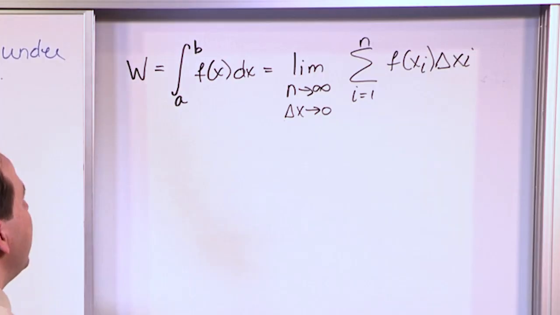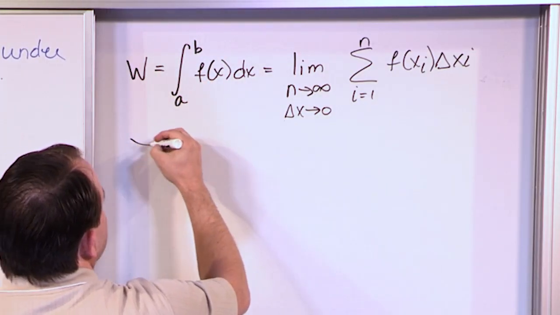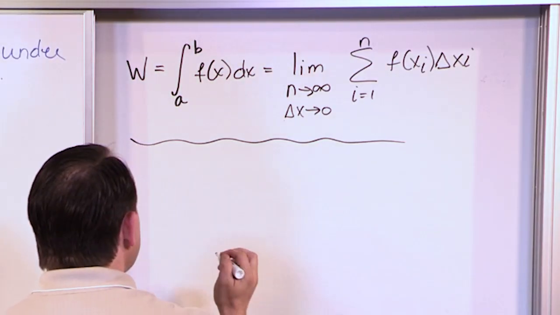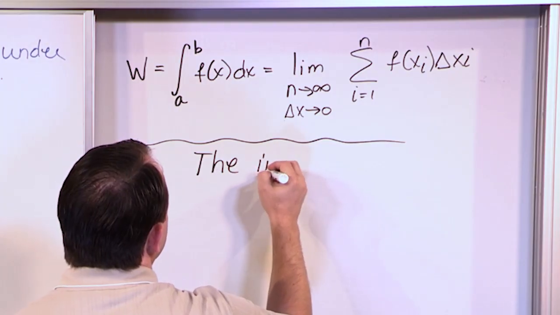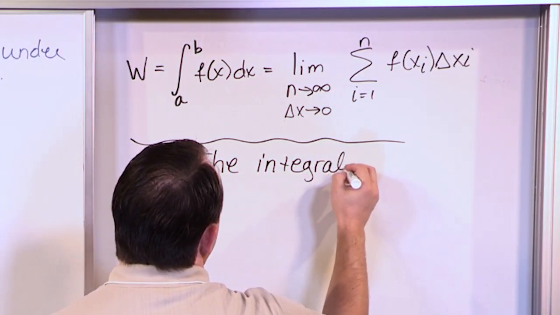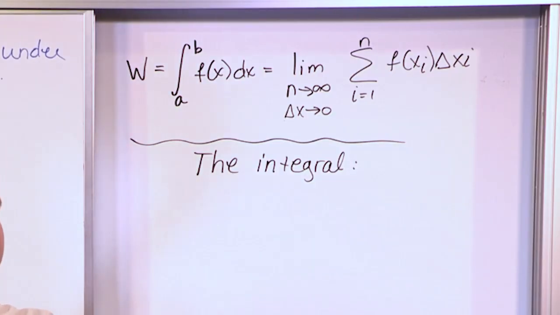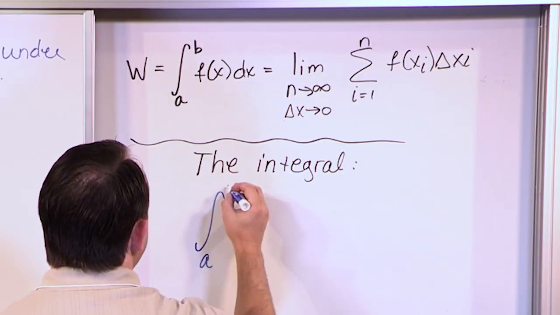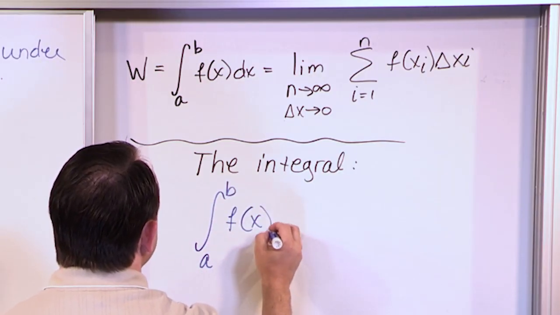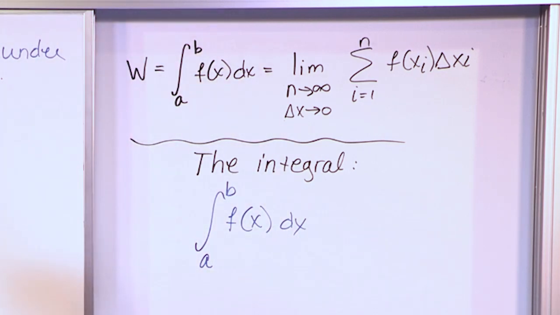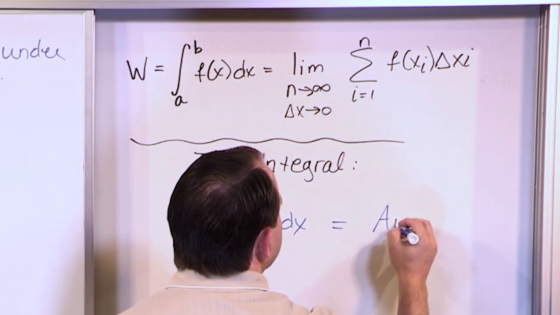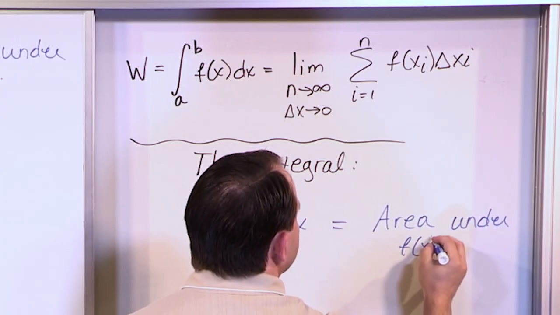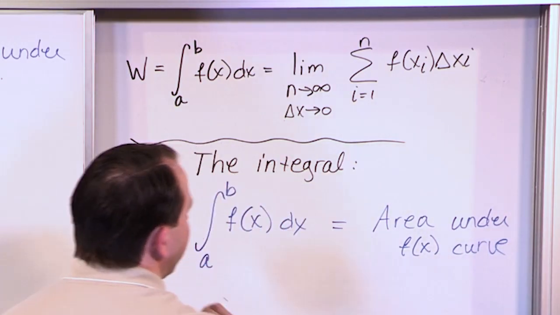That's what that is. So we've defined it all in terms of work, because we've derived the whole thing in terms of work. But in general, the integral, I'll just write sort of a conclusion here. In general, the integral isn't something that necessarily just applies to work. It's in general anything. From a to b, you integrate a function f of x dx. That's what that is. And basically what it is is the area under the f of x curve. The area under the f of x curve.